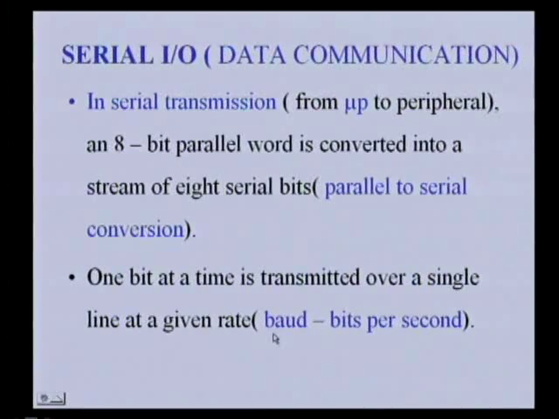And next, see, in serial transmission from microprocessor to peripheral, an 8-bit parallel word is converted into a stream of 8 serial bits. This is called parallel to serial conversion. Then 1 bit at a time is transmitted over a single line at a given rate. This rate of data transfer is called baud. Baud stands for bits per second. Technically it is signal changes per second.